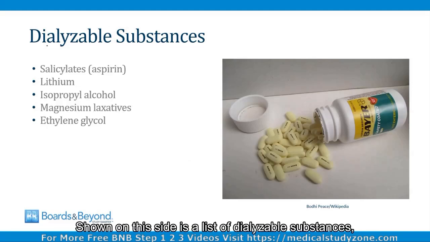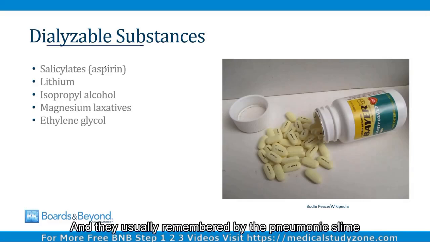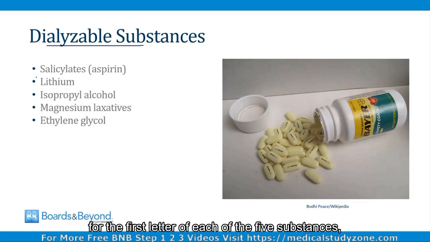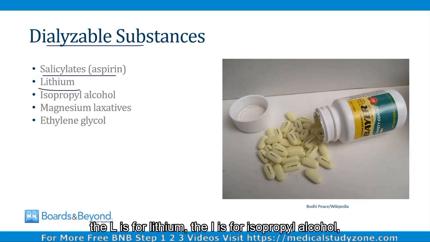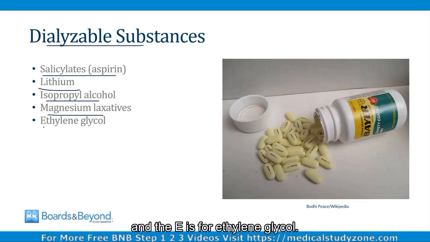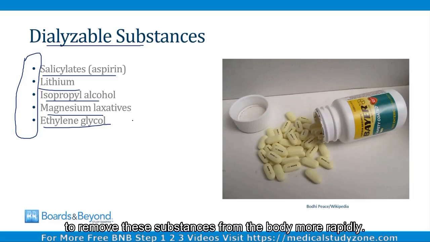Shown on this slide is a list of dialyzable substances, meaning substances that can be removed from the blood by using dialysis. And they're usually remembered by the mnemonic SLIME for the first letter of each of the 5 substances. The S is for salicylates, meaning aspirin. The L is for lithium, the I is for isopropyl alcohol, the M is for magnesium laxatives, and the E is for ethylene glycol. So patients who have overdosed on one of these substances are sometimes referred for dialysis to remove these substances from the body more rapidly.